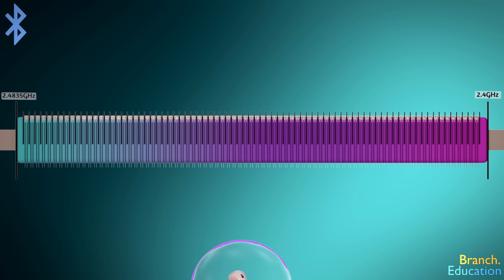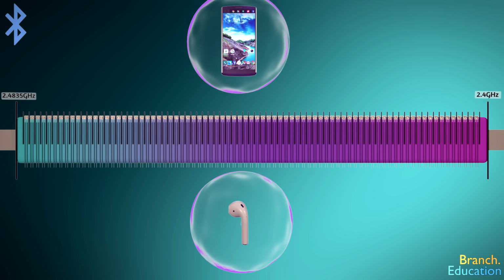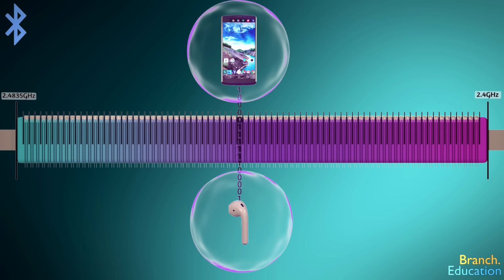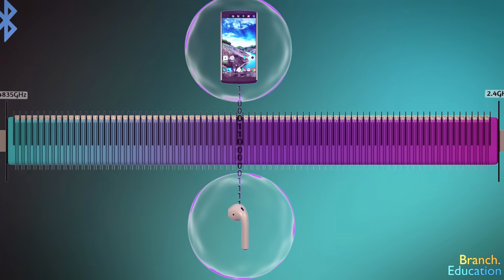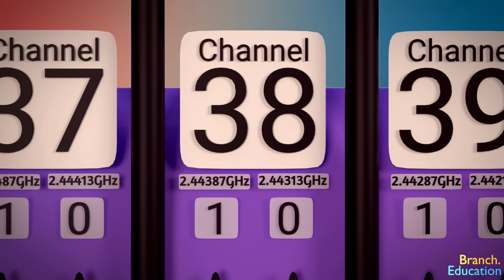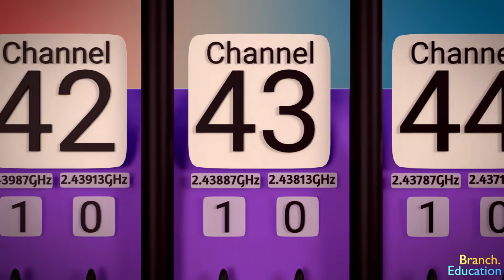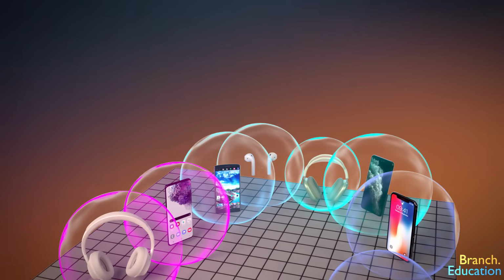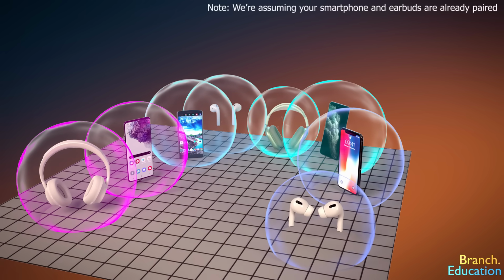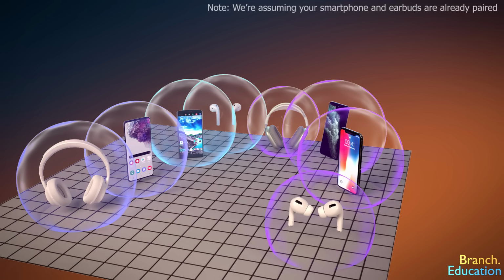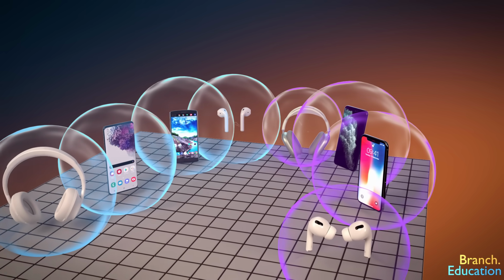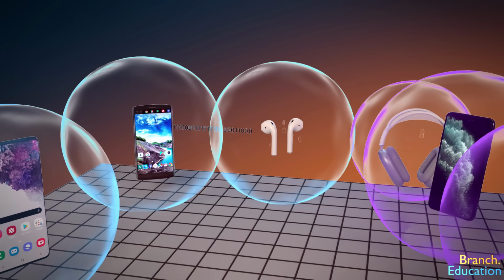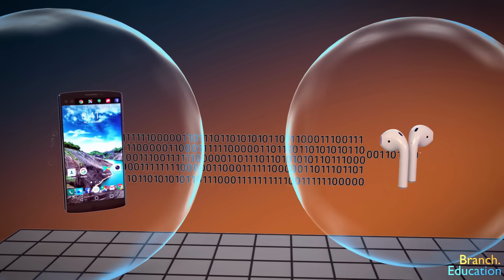And at any given moment, your smartphone and earbuds communicate across just one of these channels. For example, these are the frequencies for a 1 and a 0 in channel 38. Whereas these are the frequencies for channel 54. Now, this begs the question, if dozens of devices are using the same wavelengths and possibly the same channel, how do your earbuds receive long strings of binary bits or messages from your phone exclusively?